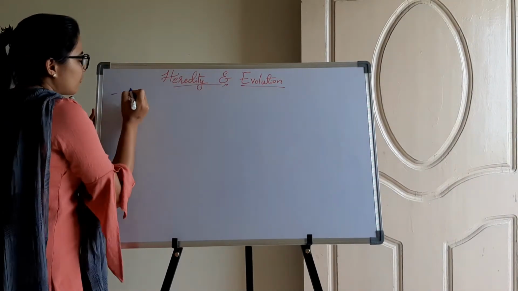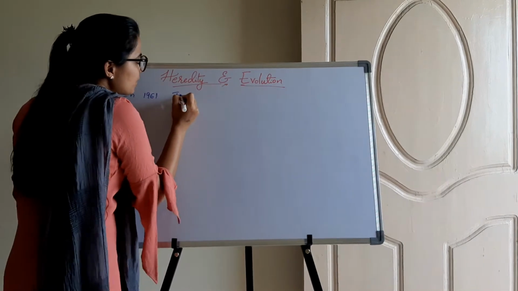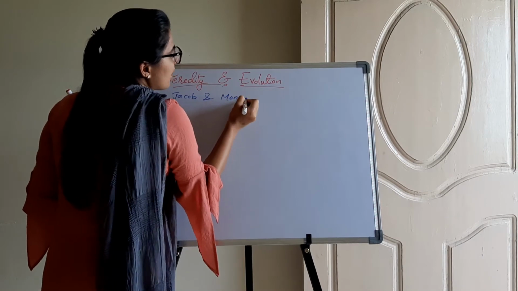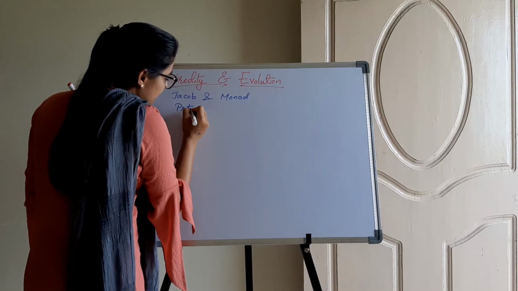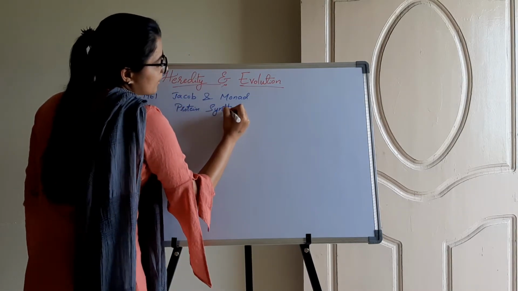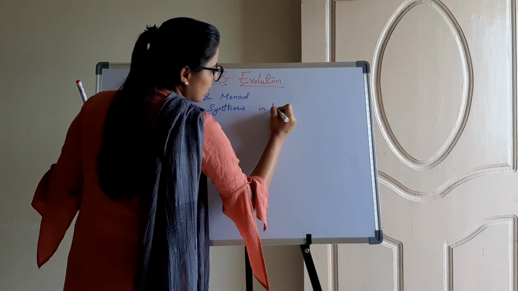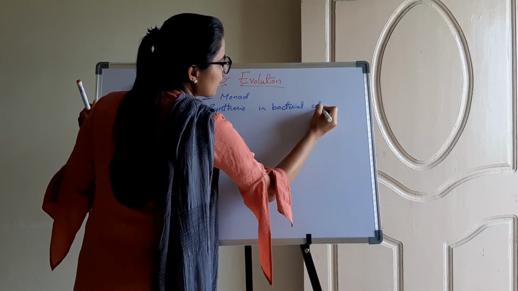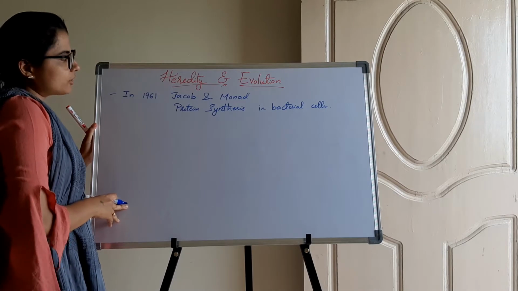In the previous class we saw that in the year 1961, Jacob and Monod discovered the process of protein synthesis in bacterial cells. So till here we have seen in our last video.